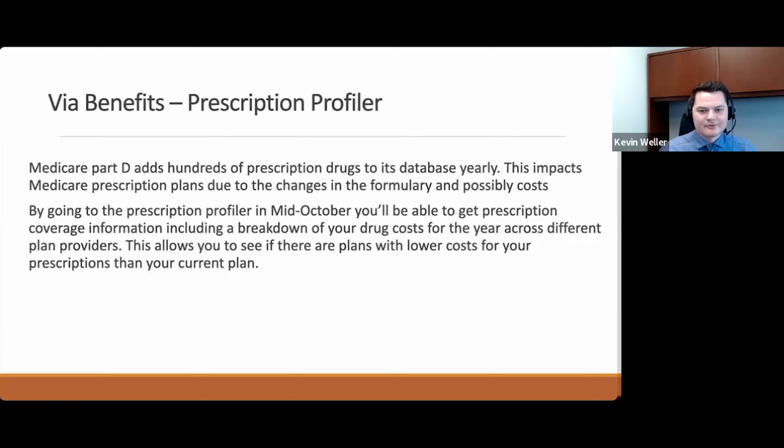So if you go to the prescription profiler in the middle of October, which is a special program, you'll be able to get the prescription coverage information, including a breakdown of the drug costs for the year across a lot of different providers. So let's say, for instance, you're on a Medigap plan and you have a supplemental prescription drug plan, this may help you choose a different prescription drug plan that may offer better benefits for you, depending on the prescription drugs that you're taking. So this program allows you to see if there are different plans with lower costs for your prescriptions or just different coverage. So that's a nice tool that you can look forward to if you are going with Via Benefits and you need a prescription drug plan. Check it out in the middle of October.